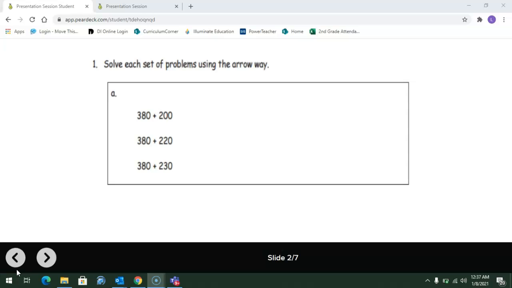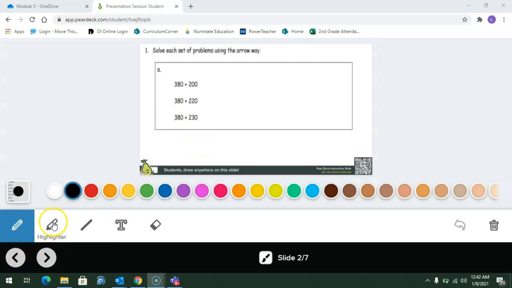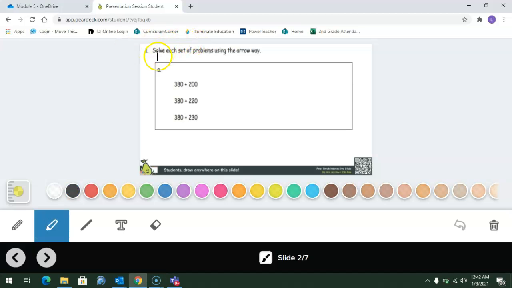Okay, boys and girls, thank you for solving the application problem with me, being honest and copying everything. So now we are going to work this problem. We're going to work it together, and then you're going to do the rest of the problems in the Peer Deck slide by yourself. So the first thing I do is read the instructions. Okay, boys and girls, let's read the instructions. It says, solve each set of problems using the arrow way. So remember, this strategy is the arrow.